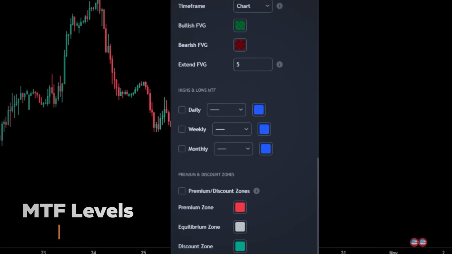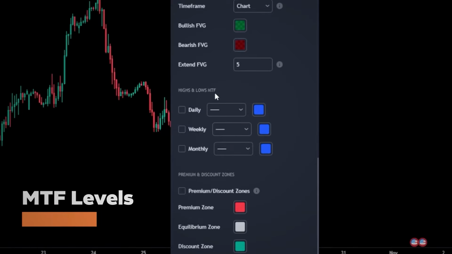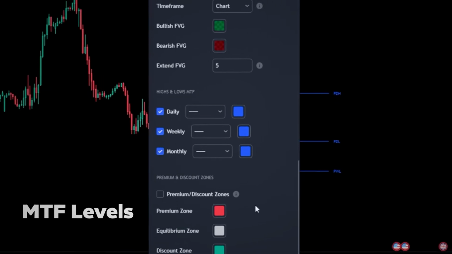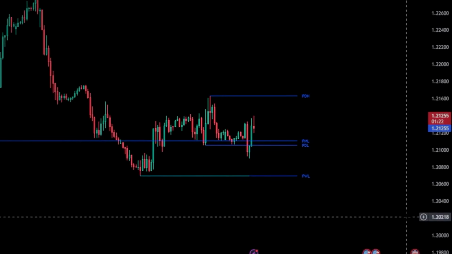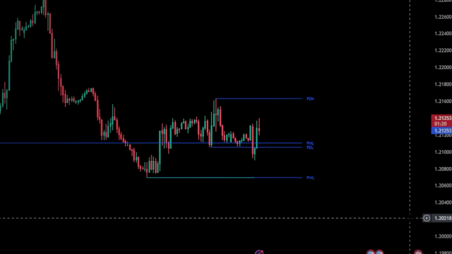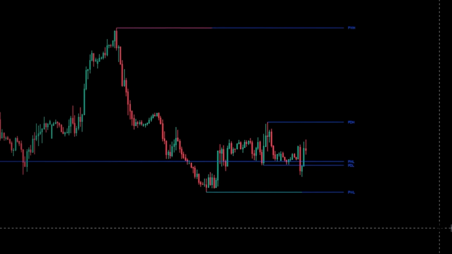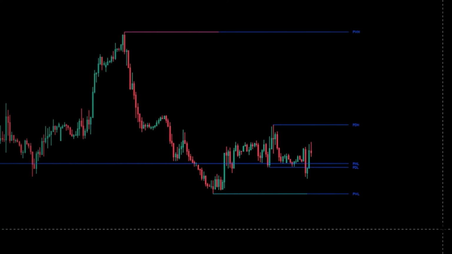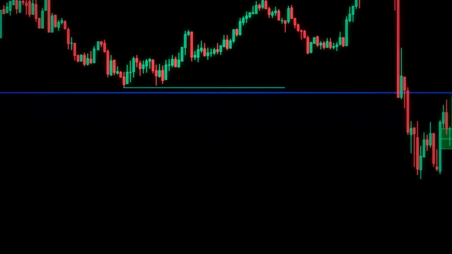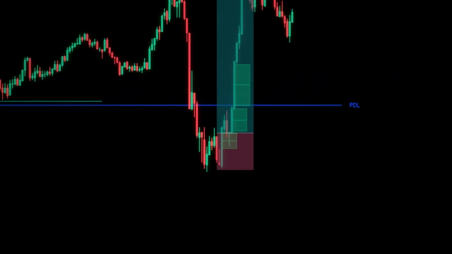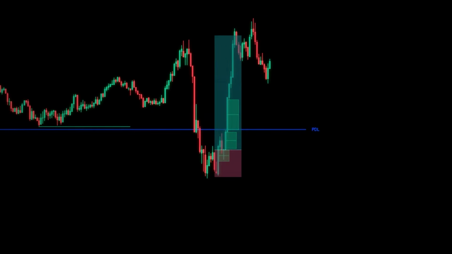Coming in next is MTF Levels, meaning mid time frame levels. You can turn this on, and then there'll be 3 levels that you'll see: the daily, weekly, and monthly. They show you the previous highs and lows on these higher time frames. There are also areas of liquidity, and these can present great trading opportunities. Remember, every time frame is valid in trading, but the bigger the time frame, the less prone to manipulation they are, and the higher confidence that we can have in these levels as traders.